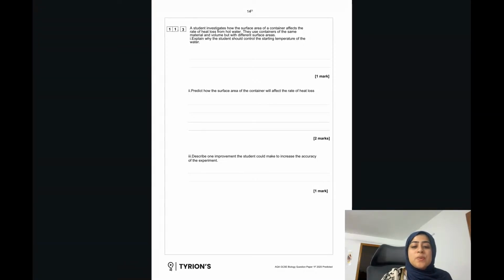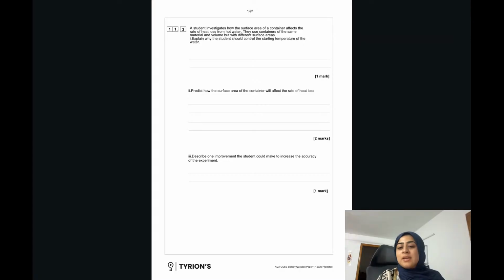So here again, you need to understand conduction, convection, radiation. This would just ensure that heat loss is measured due to the surface area of the container, so the starting temperature should be the same for each of the trials. And then secondly, predict how the surface area will affect the rate of heat loss. If you increase the surface area, that will increase the rate of heat loss because there's more surface from which heat can escape.